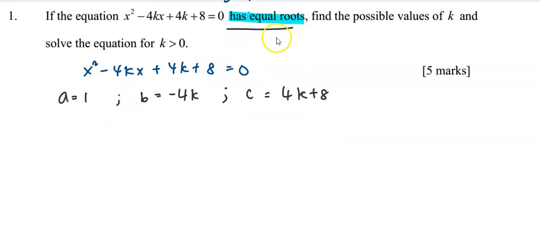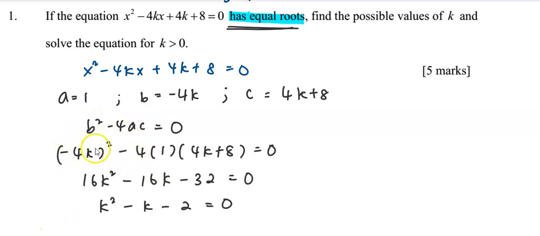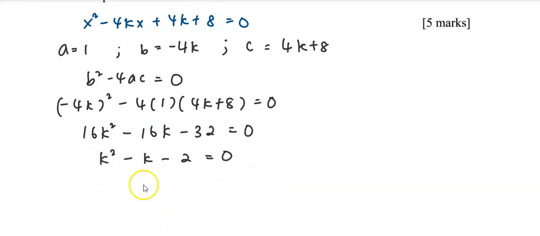As I said just now, if the question says this equation has equal roots, it means that b squared minus 4ac, or we say the discriminant of the quadratic equation, should be equal to 0. So I'll substitute the a, b, c into b squared minus 4ac equals 0. After I substitute, I expand, simplify, and divide both sides by 16. I got this equation. And now to solve it, I will factorize.